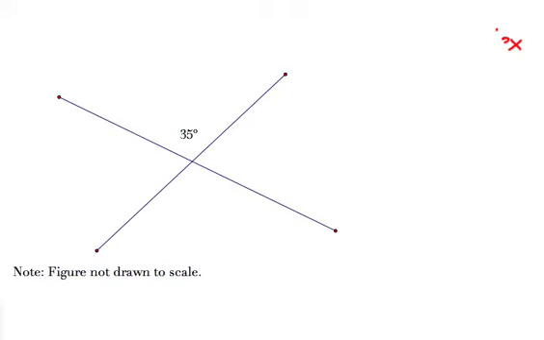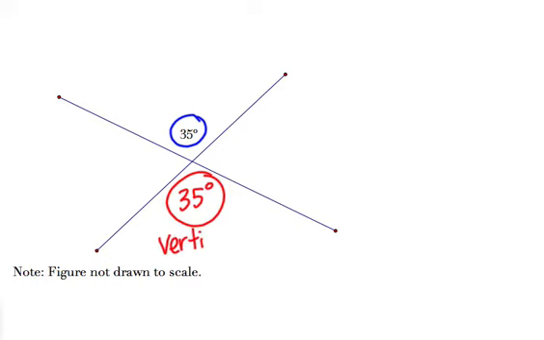All right, so this figure is not drawn to scale. But based off what I've given you and your knowledge of supplementary angles and vertical angles, you should be able to figure out all the other angles. So we got 35 degrees is that angle right here. That means its vertical angle would be over here. And if it's vertical, that means it's also 35 degrees. I know that because it's a vertical angle.